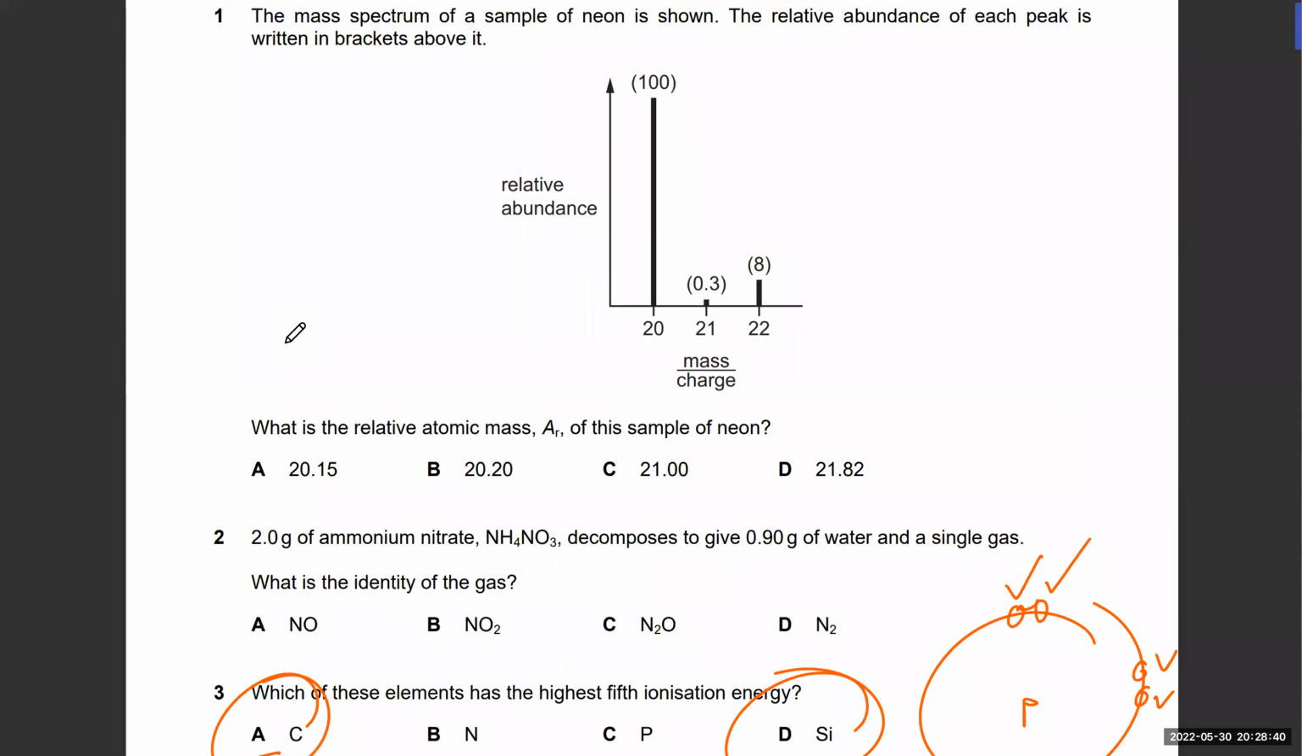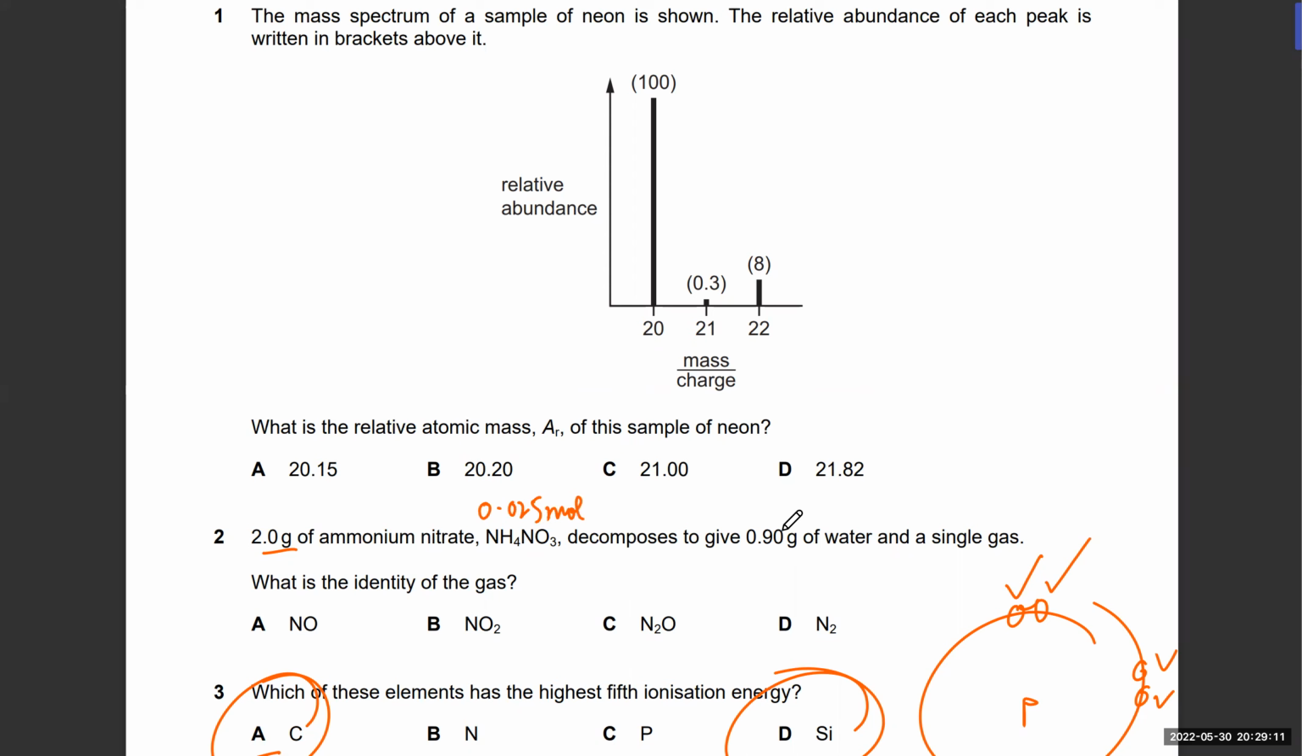Yes, sir. So this one, you got 2 grams of ammonium nitrate decomposes to give 0.9 grams of water and a single gas. What is the identity of the gas? So it's producing water. We can find the mole ratio. What's the moles of this? I think the molar mass is 80. So what's 2 divided by 80? How many moles is this? 0.025. So this is 0.025 moles.